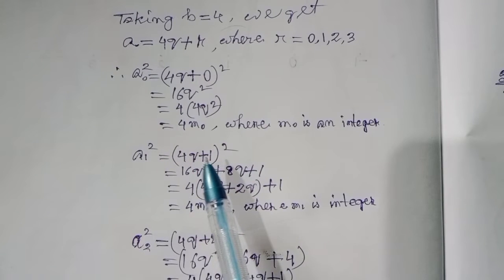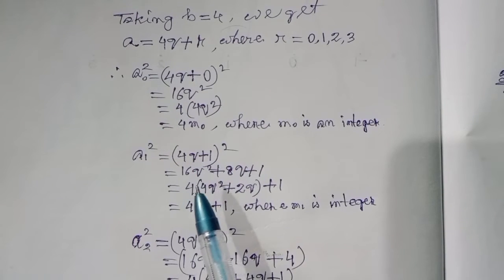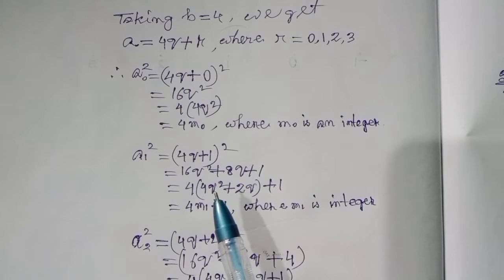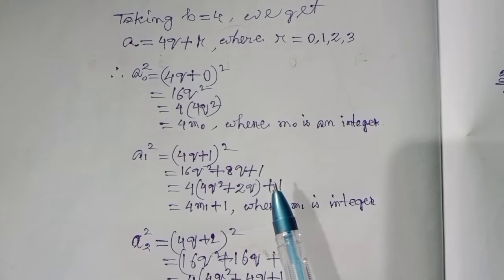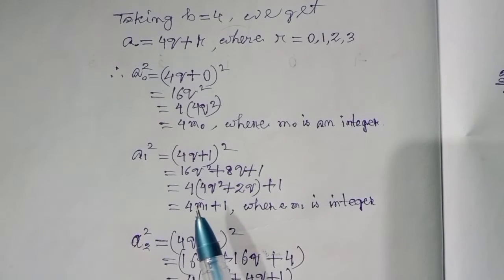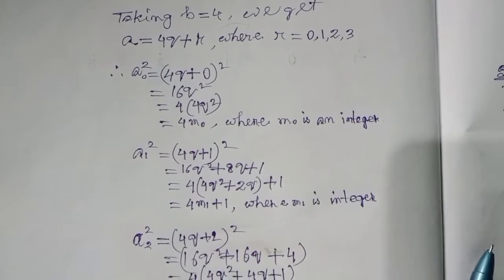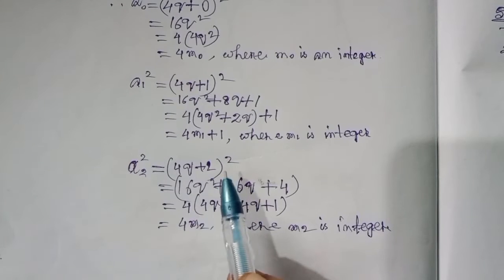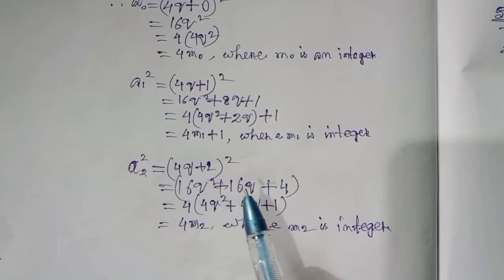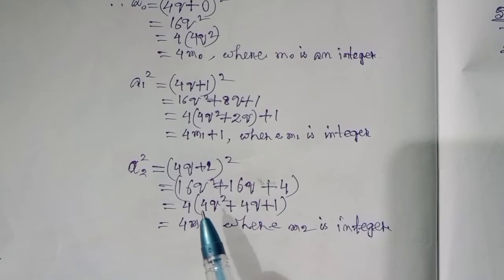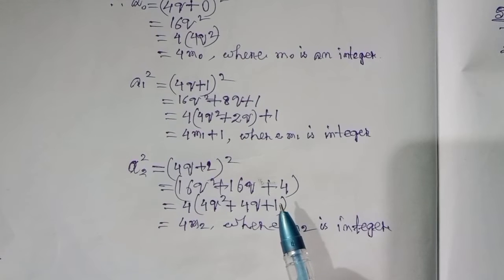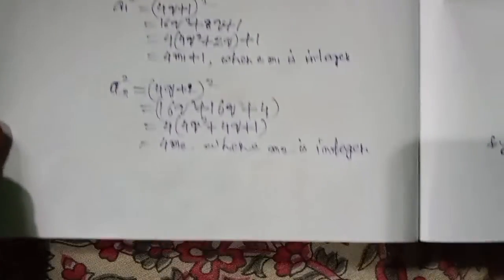a1 square is equal to 4q plus 1 whole square equal to 16q square plus 8q plus 1 equal to 4 into 4q square plus 2q, and this one is remaining extra. So again equal to 4m1 plus 1, where m1 is an integer. a2 square is equal to 4q plus 2 whole square equal to 16q square plus 16q plus 4 equal to 4 into 4q square plus 4q plus 1 equal to 4m2, where m2 is an integer.